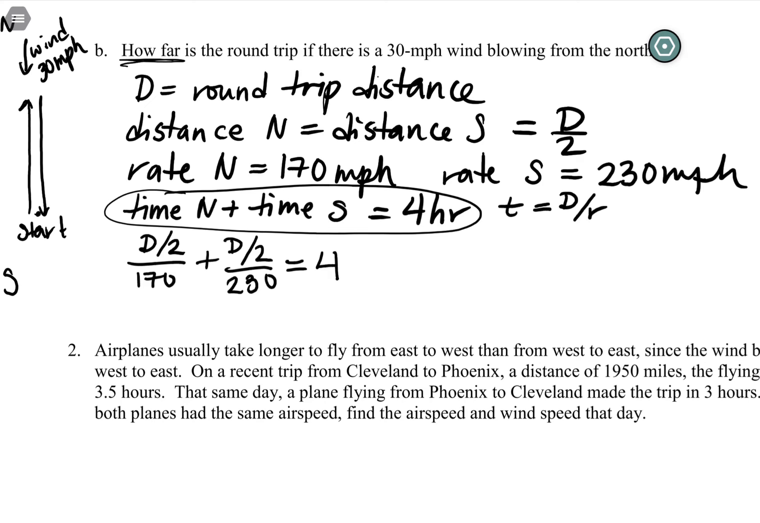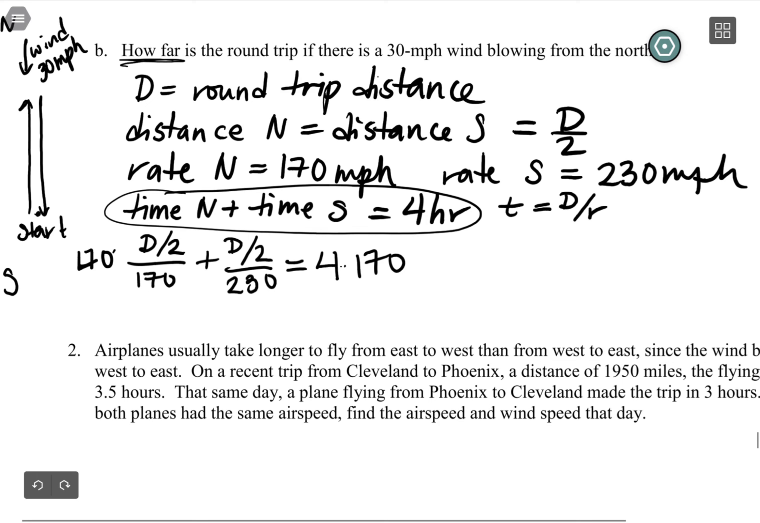So let's see. I want to solve this ugly beast. I'm just going to multiply by both. This isn't going to be too bad. So I'm going to multiply by 170. So I have to distribute on this side. I get d over 2 plus 170 d over 2 divided by 230 equals, what is that, 400, and then another 280, so 680.